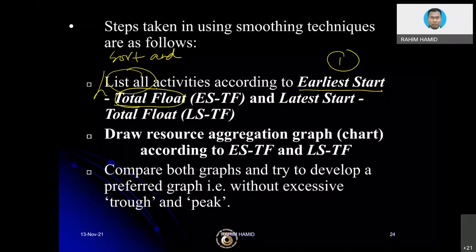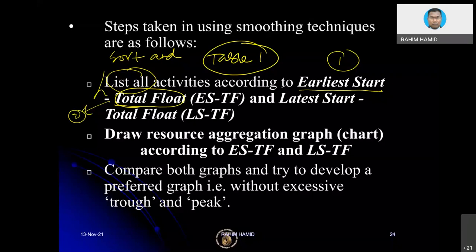later in the list. That will be the first table, okay? I would say this is the first table. Table number one, I will sort according to early start. Then if the early start has a similar value, then I will sort according to total float. Then I will list all the activities in terms of their priority of the early start date, which one comes first. Okay, that will be table number one.